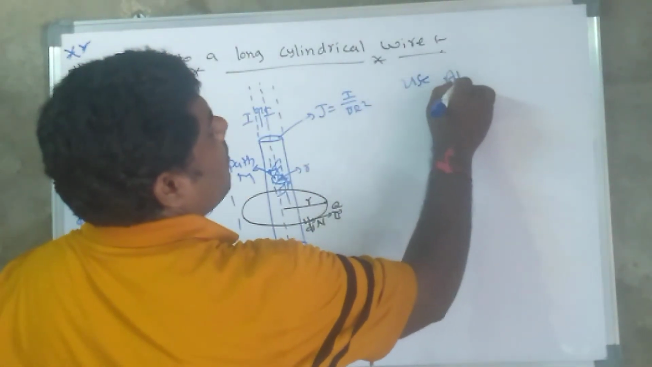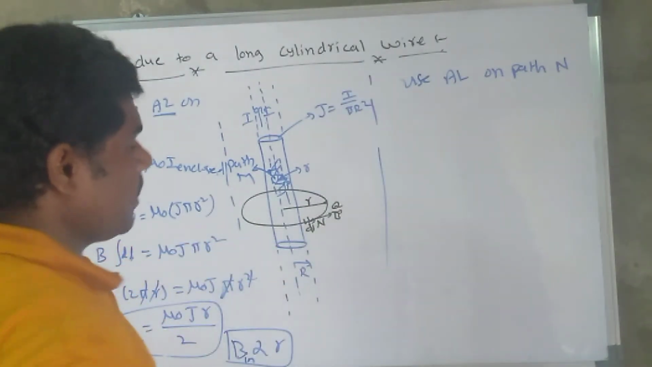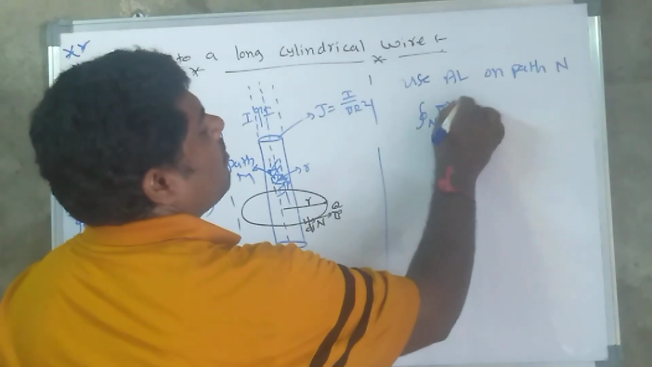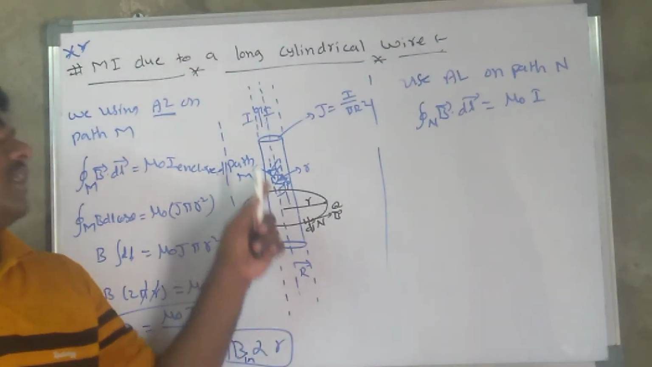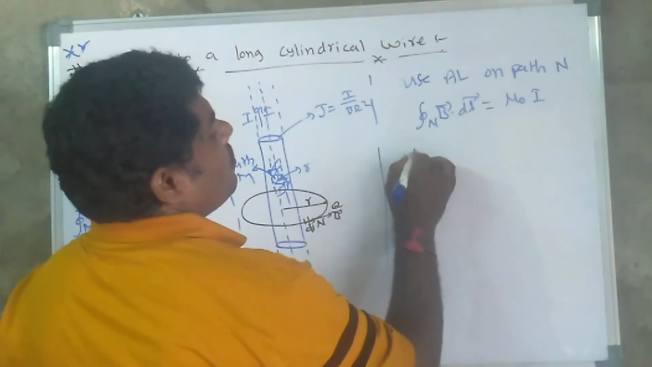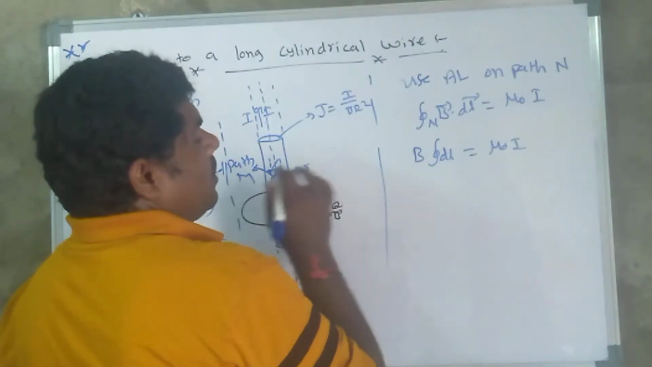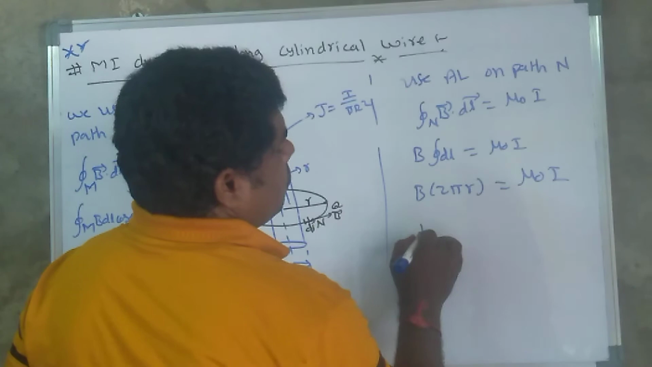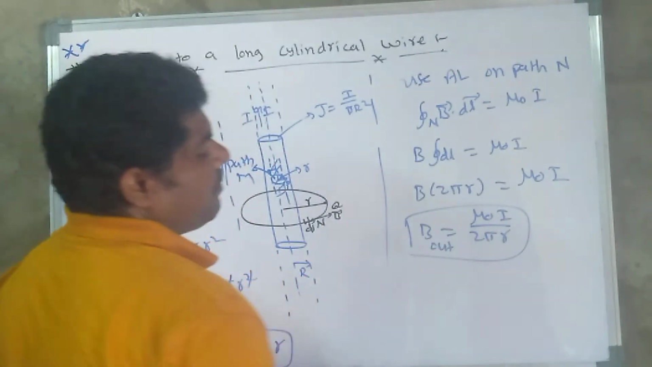We use Ampere's law on path N. The closed integral over N of B dot dl is equal to mu naught times I. Outside, the total current is moving upward, so the enclosed current is equal to I. The magnetic field is constant, so B times the closed integral of dl is equal to mu naught I. The closed integral of dl for this cylindrical loop is 2 pi r, so B is equal to mu naught I divided by 2 pi r. This is the magnetic field outside.